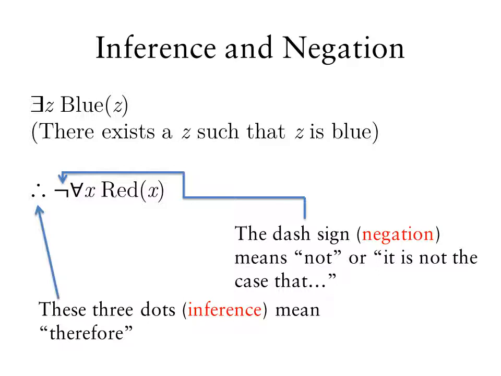If there's at least one park bird which is blue, then it logically follows, you can infer from that fact, these three dots here mean inference, that it's not the case that for all X, X is red, right? For every park bird, that park bird is going to be red. The dash sign means negation. It means it's not the case that the following sentence, everything that follows this dash line, is true, right? Or in other words, everything that follows this dash line is false, right?